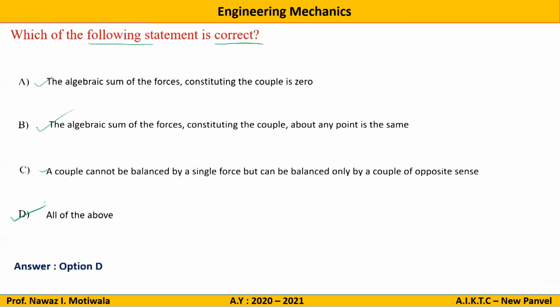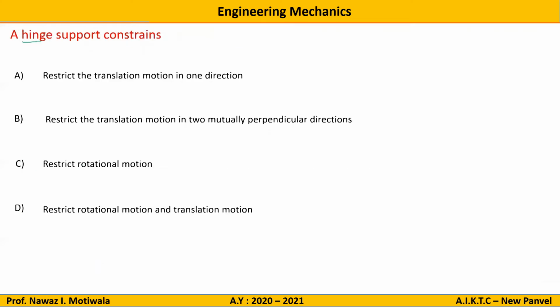D. Next question. A hinge support constraints. We have seen in the diagram also the hinge constraints horizontal and vertical motion. So it restricts translation motion in one direction? No. Restricts the translation motion in two mutually perpendicular directions. Yes, this is the correct answer. It restricts in x and y both. So answer will be B.